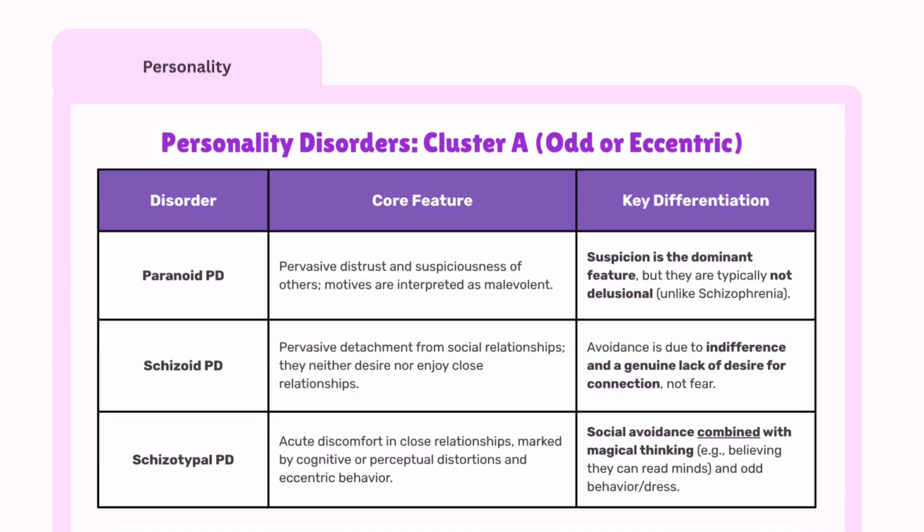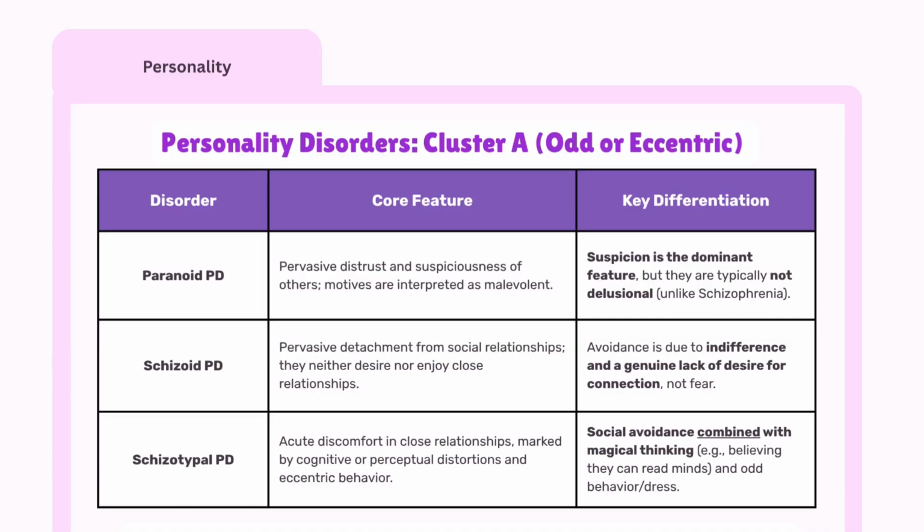The next disorder is schizoid PD. This is marked by pervasive detachment from social relationships. They neither desire nor enjoy close relationships. For example, a computer programmer spends all their time alone, rejects all invitations to social gatherings, and appears emotionally flat, showing no distress about being isolated.